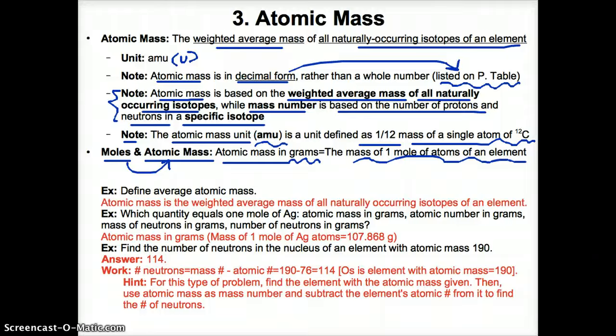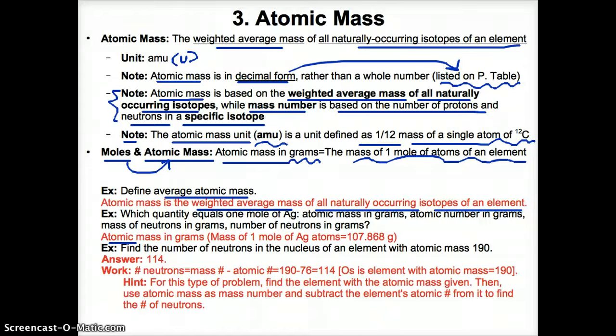All right, so let's try 3 examples now really quickly. The first example says define average atomic mass. Obviously, as we see up here, the average atomic mass, or the atomic mass, is the weighted average mass of all naturally occurring isotopes of an element. Number 2 says which quantity equals 1 mole of Ag: atomic mass in grams, atomic number in grams, mass of neutrons in grams, or mass number of neutrons in grams, sorry.